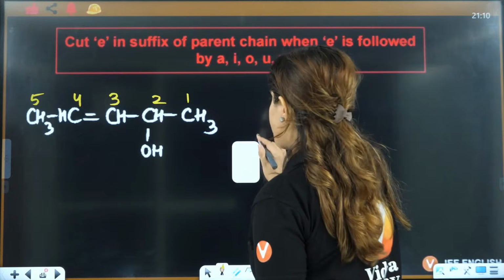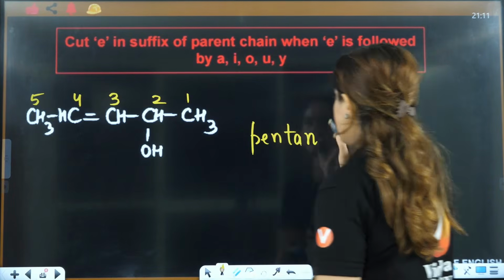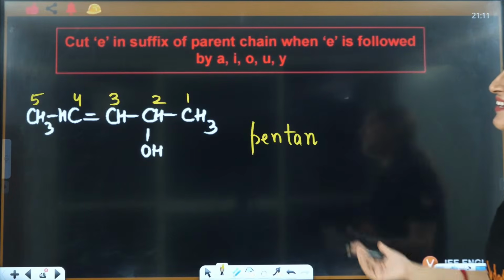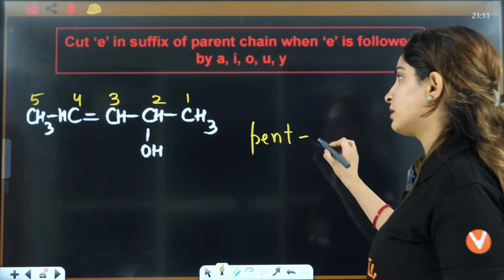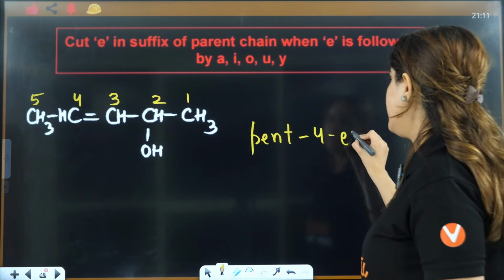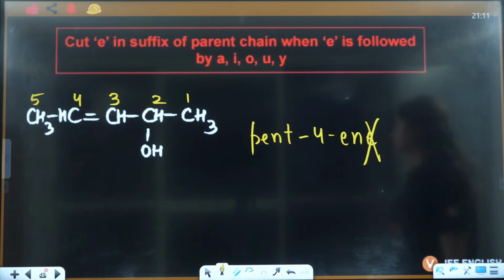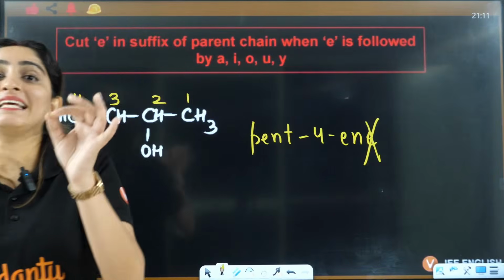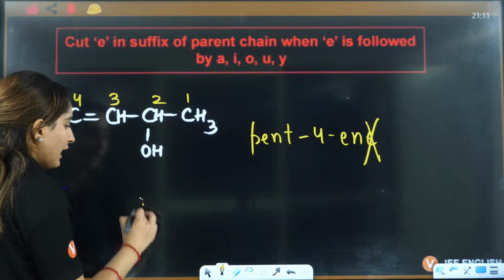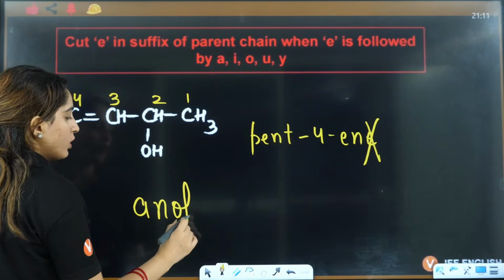Hept, no, it is pent, no. So it will be pentane. Now you don't have pentane, it is ene. So what you will do? Pent-4-ene. Now this E will be cancelled. Why is it cancelled? You know why I have cut the ene of alkane? It was alkane. We have cut E and we have put ol, right?